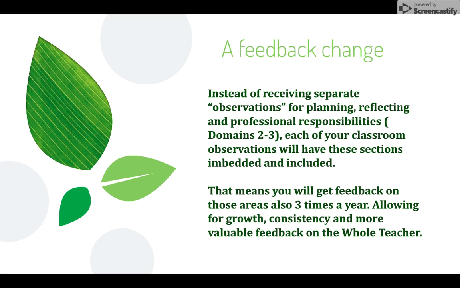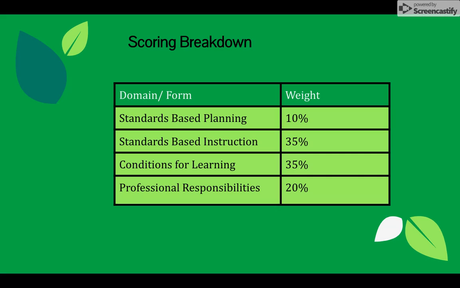So instead of getting these separate instructional observations and then separate professional responsibilities observations, they're all embedded. Those professional responsibilities are included. So instead of getting 6 documents, if you will, you'll be back to getting 3 that all build into your final evaluation. Here's the breakdown. I don't believe this is a lot different. The planning is 10%, instruction is 35%, conditions for learning, your classroom environment, your school climate, your management is 35%, and then professional responsibilities are 20%.